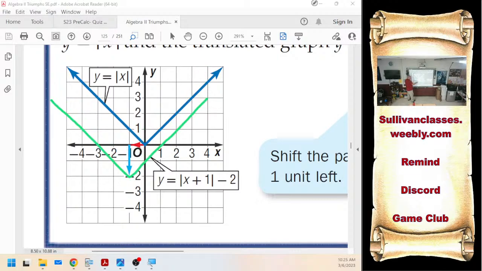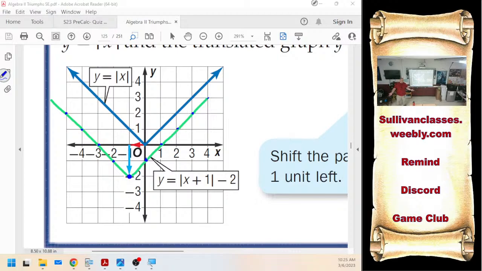So the V is going to start here. I'll make my first dot there. Then on the right side, up 1, right 1, up 1, right 1, up 1, right 1. And instead of connecting the dots to make a line, I'm going to mirror them to make a V. Up 1, left 1, up 1, left 1, up 1, left 1. Okay? So you're just taking that V and moving it up, down, right, and left.